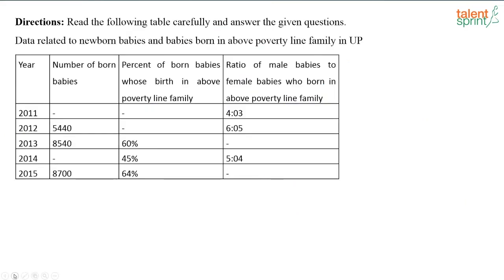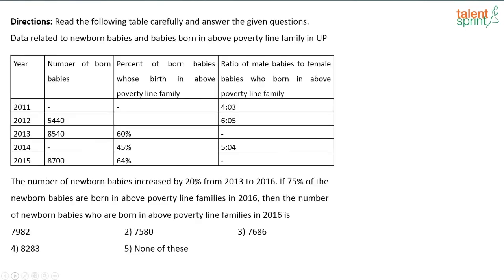So next we are moving on to a data interpretation set. This is a missing data interpretation table that is given here. Read the following table carefully and answer the given questions. Data related to newborn babies and babies born in above poverty line families in UP. That is what is given. Okay, so let's look at the question.